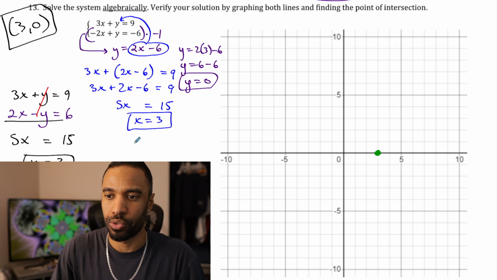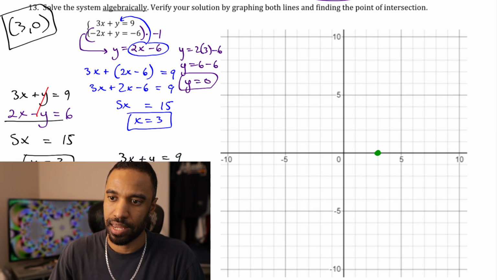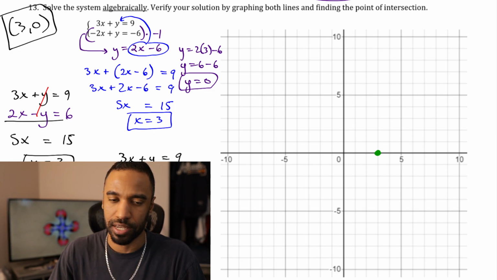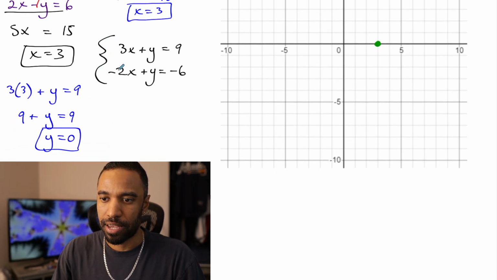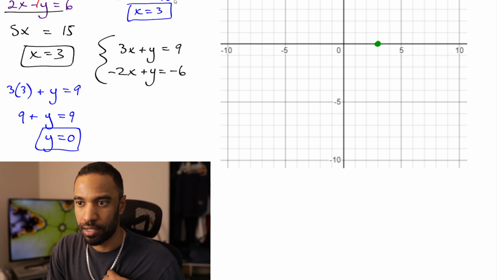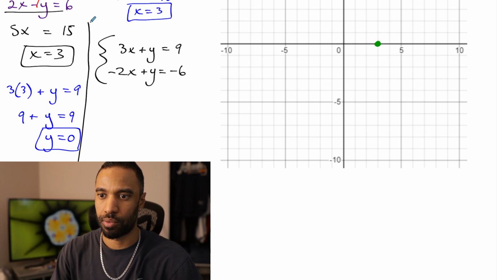The last thing I've got to do is graph this. So I have 3x plus y equals 9, and I have negative 2x plus y equals negative 6. Okay, solve by graphing here. I could graph out the standard form for both of these. Thankfully, Mr. Robinson gave you some nice, clean numbers to work with here.